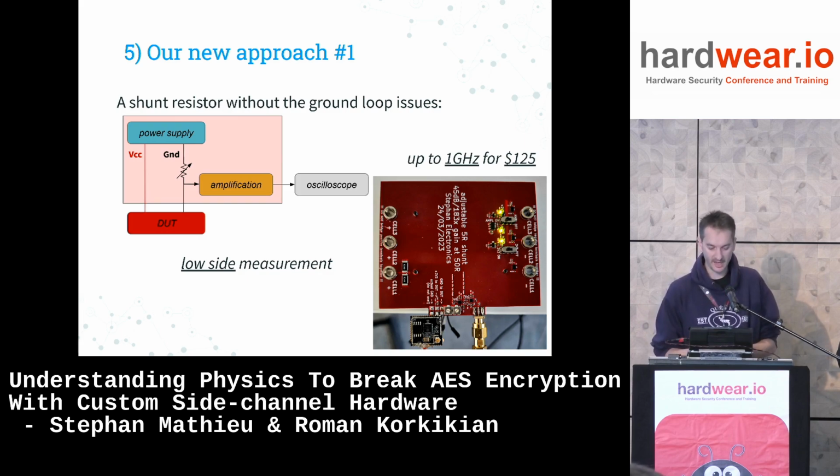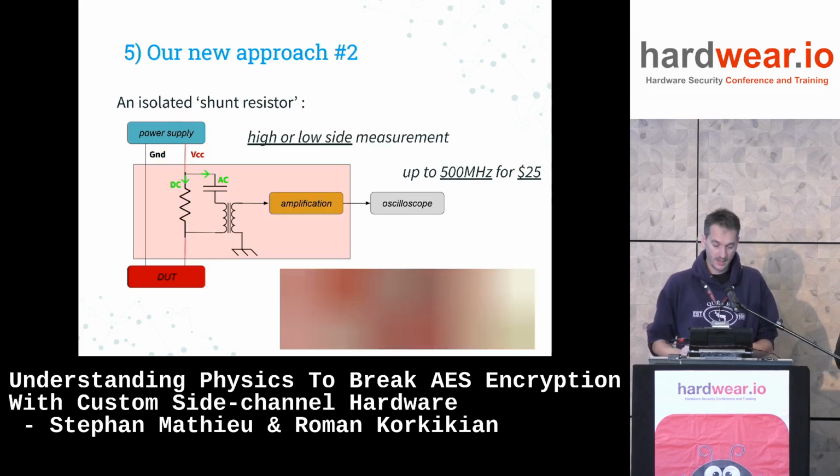What are low side and high side measurements? In short, low side and high side is just a fancy way to say where I'm putting that shunt resistance. If I'm putting it between the power supply ground and my device on the test, it is a low side measurement because ground is low. And if I'm putting that shunt resistor on the VCC, the 5 volts, 3 volts, 1.2, whatever, this is a high side measurement. So that board that you're seeing here is a low side measurement device.